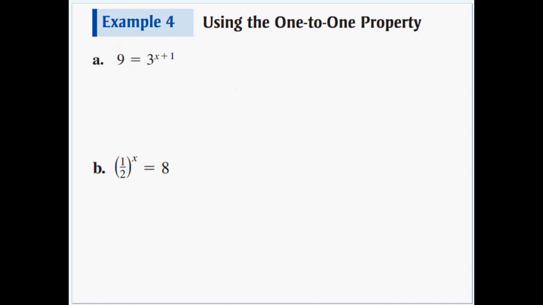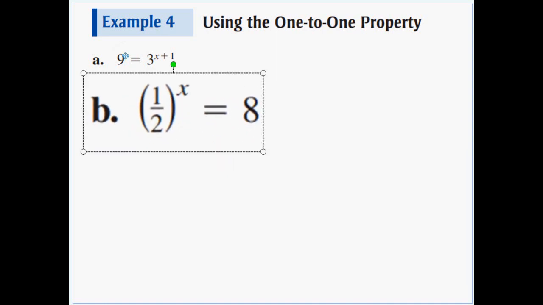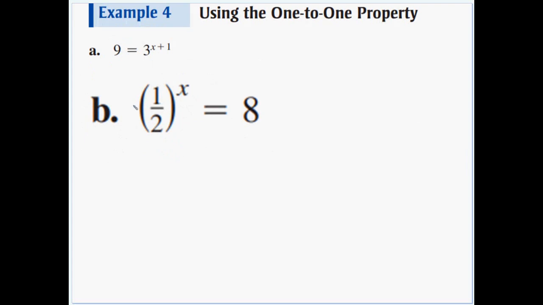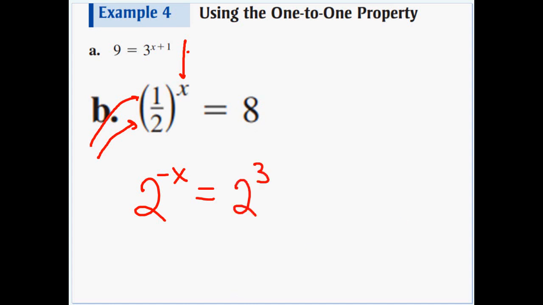Now letter B here, there's an interesting little property that these exponents have. Maybe you remember it from an earlier section. But we can flip this fraction over if we change the sign of the exponent. So this 1 over 2 is going to become 2 over 1, and now the exponent changes signs, and that's equal to 8. And now that we've got a base 2, how can we rewrite 8? 2 to the third power.